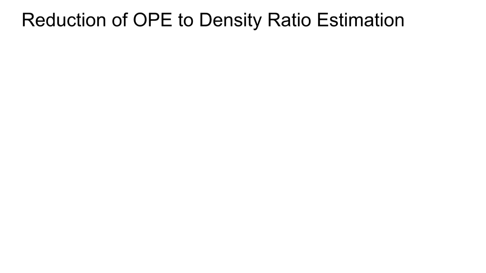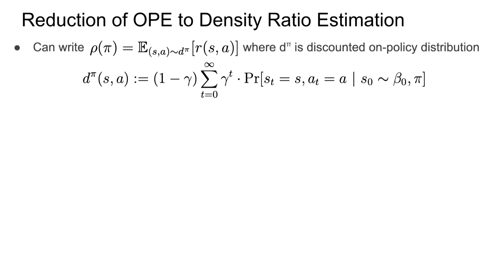The first step we can do is reduce this off-policy evaluation problem to a density ratio estimation problem. Before, I wrote the value of the policy as: first run it in the environment, sum up the rewards, and then average those rewards over time. But instead, you can write it in terms of the on-policy distribution. If you define this d pi distribution over state actions as the typical on-policy distribution, then all you need to do is sample some state action pair from it, look at the reward, and average those.